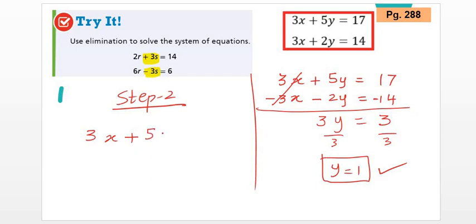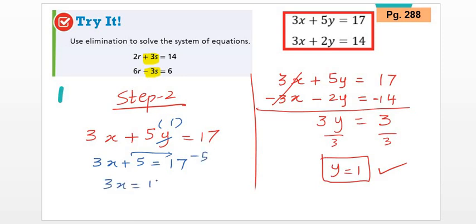3x plus 5y equals 17. So this y is going to be replaced by 1. No more y over here. So we will get 3x plus 5 equals 17. Now step by step, move these numbers to the other side. So this one will be -5 on the other side. So 3x equals 12. And now divide each side by 3. It will give us x equals 4, right? So our system of equations is solved.